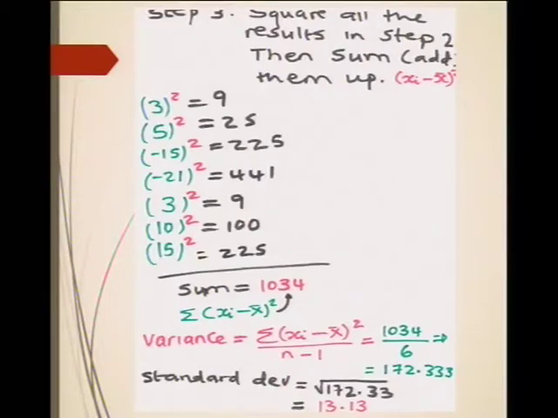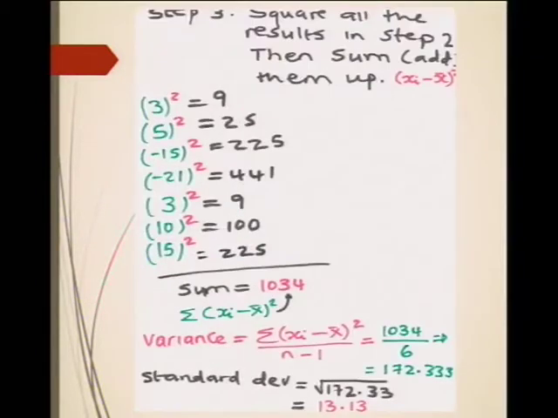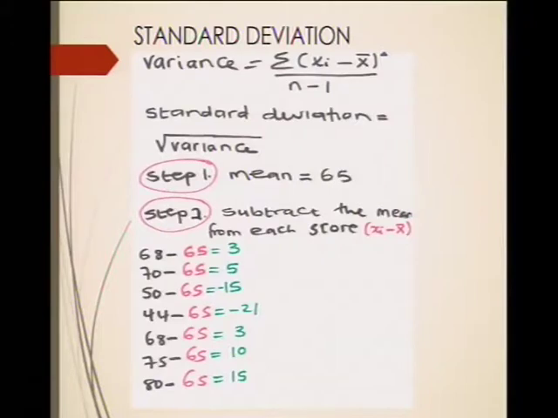Okay, then your standard deviation always comes from the variance, and the standard deviation is just the square root of the variance. Okay, then the mean deviation is also very simple. If you look in step 2, you have minus the mean from each score, right?